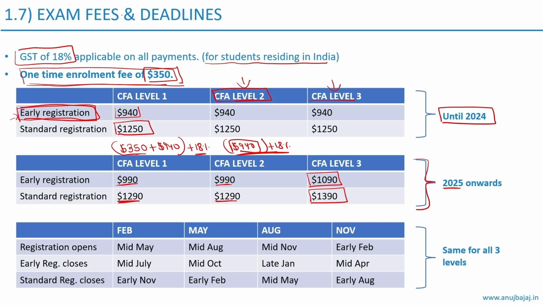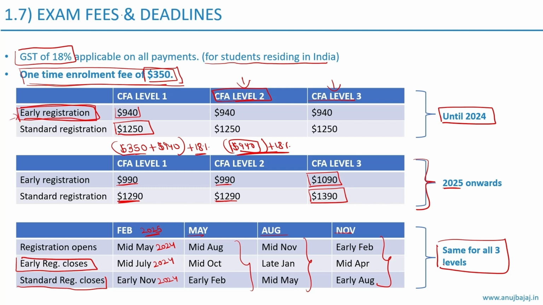And these are the deadlines for your exam registration. So if you want to register for the February 2025 examination, the registration opens in the middle of May 2024. The early registration closes in the middle of July 2024, and the registration closes in early November 2024. Similarly, for May, August and November, these are the respective dates. The deadlines for examination fee remain the same for all the 3 levels. You can check the CFA Institute website for exact dates.